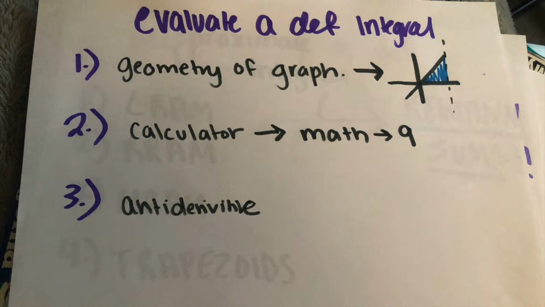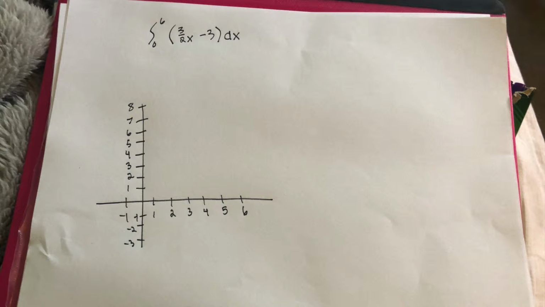There are 3 ways to evaluate a definite integral: 1 with geometry of the graph, 2 with a calculator, and 3 with an antiderivative. We'll get into how to do all of those methods now. To start, we are going to do a problem with the geometry of the graph using the integral above.